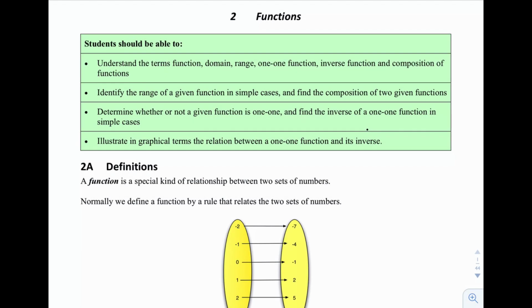Hi, in this video today we're going to be talking about functions. This is the second topic in P1 Maths. In this video we're going to be talking about a few terms and definitions to get us started. This is what the syllabus says at the top here, you can see in green.